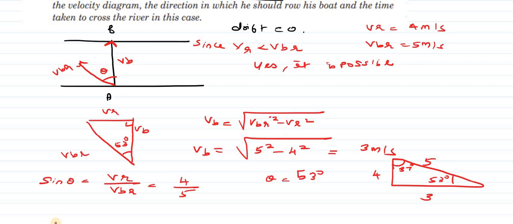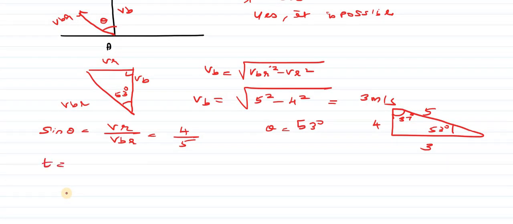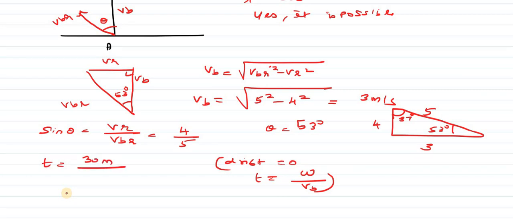Next is what? Time taken to cross that river. Under this condition, what is the time? Shortest path, drift equal to 0. I gave you the formula. When drift equal to 0, time is given by width by VB, right? Width is 30 meter. What is the VB value? VB we found and kept, that is 3. So 10 seconds.